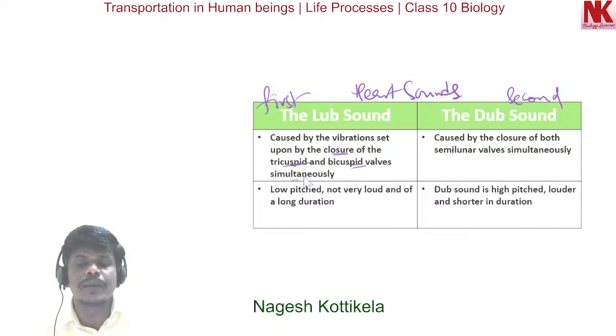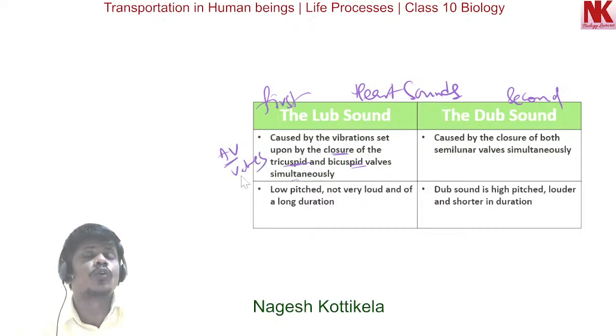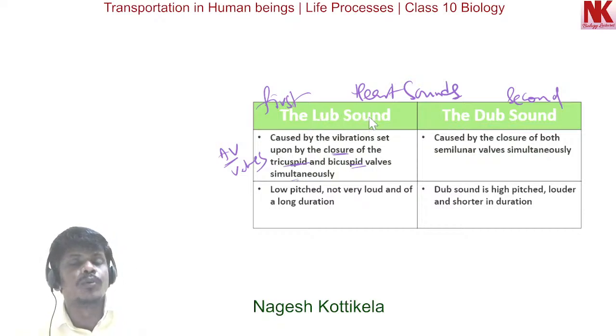bicuspid valves simultaneously. These are the atrioventricular valves, when they are closed simultaneously. These are present between auricles and ventricles. When these valves close simultaneously, the lub sound is produced.